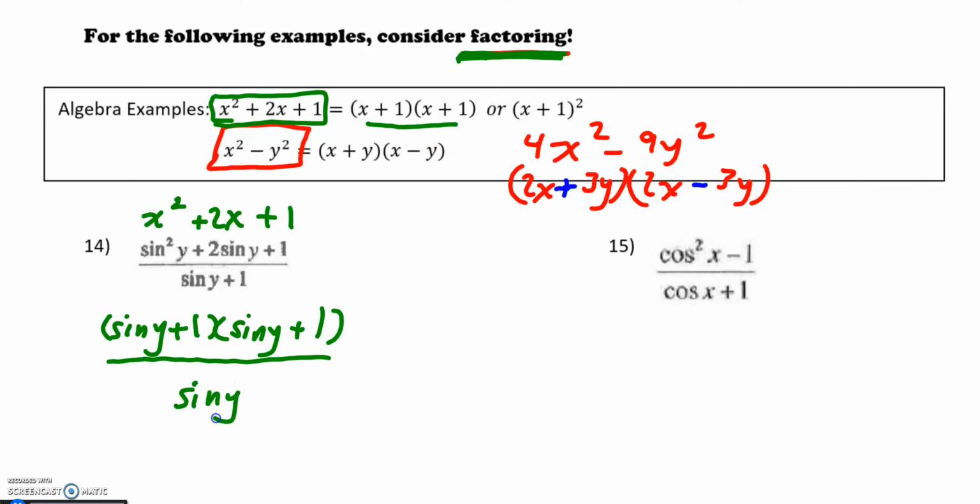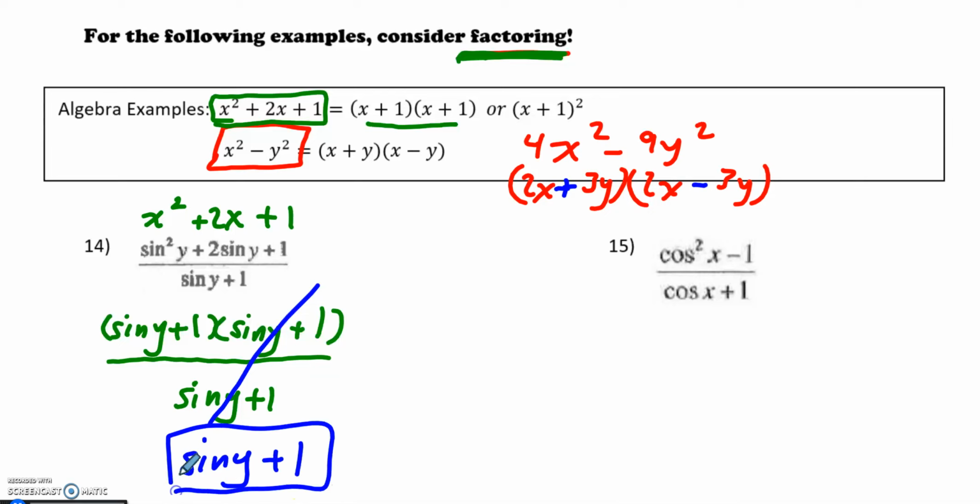The bottom is also a sine y plus 1. This is matching a parenthesis exactly, the letters and the trig function and the sine and all. So this cancels out with one of them. So you're just left with sine of y plus 1 in the numerator as a final answer.